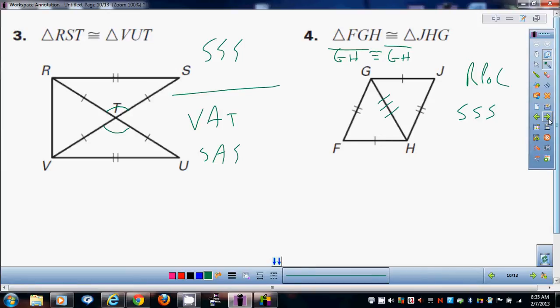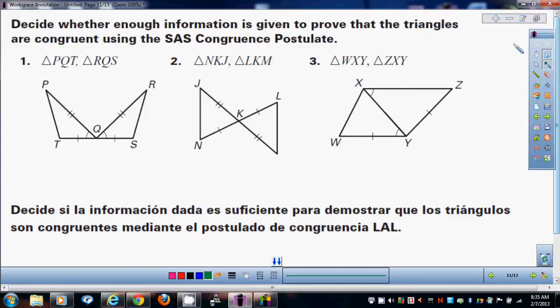This one tells us which one to look for. The directions are helping us. It says, do we have enough information to use side, angle, side? Okay. Do we have enough information on this one to use side, angle, side? Somebody raise your hand and tell me. Yes, we do. You're correct.